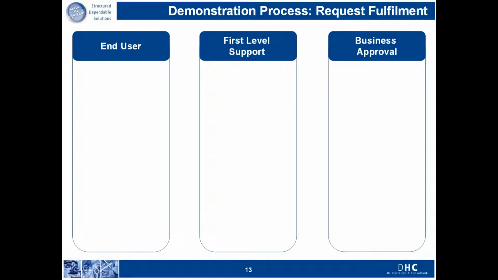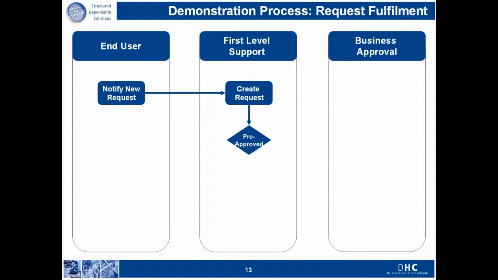the request fulfillment process. You have in this process, again, multiple different organizational units which are involved. In our example today, we're going to have three different involved parties: an end user, first level support, and business approval. The end user will request to the first level support team a new service that's required. First level support will create a request.